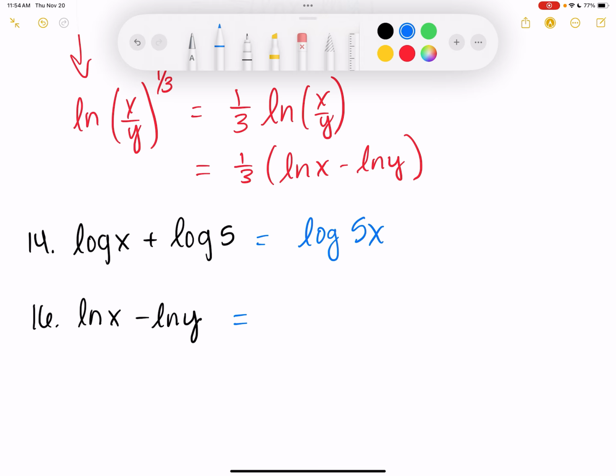Well, these are logs. It's L N, natural log. Wait, ln isn't log? ln is natural log. So, we're writing it as a single log. Log and ln are two different things, but they're both logs. One is just log base e and one's log base 10. This is technically log base e, they just write it this way to shorten it.